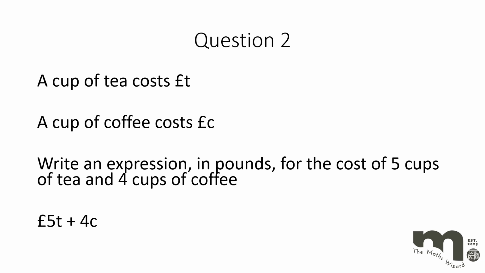So when you're writing a multiplication algebraically, remember it's always the number followed by the letter. So we do 5 times the cost, which is why it's 5t. And for the coffee, we had 4 cups of coffee multiplied by c, because you would do 4 times the cost of a cup of coffee if you knew the cost.